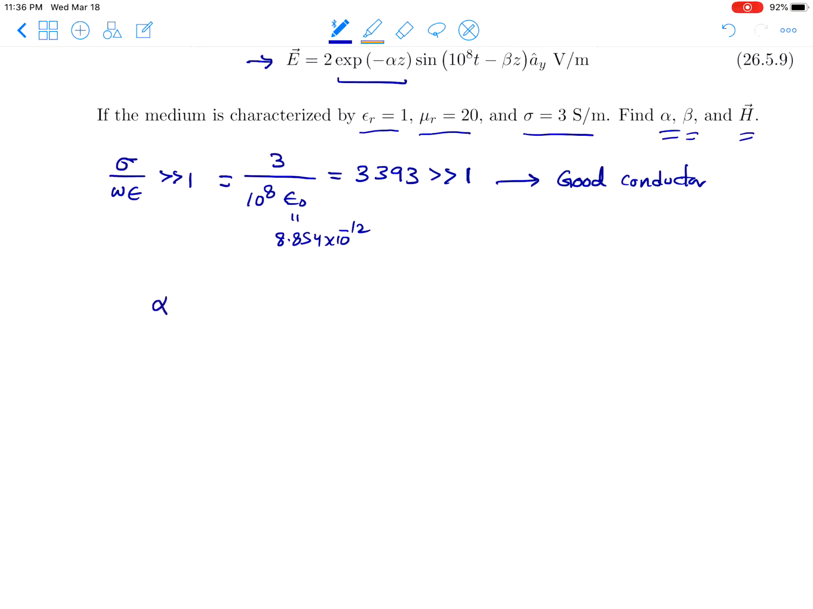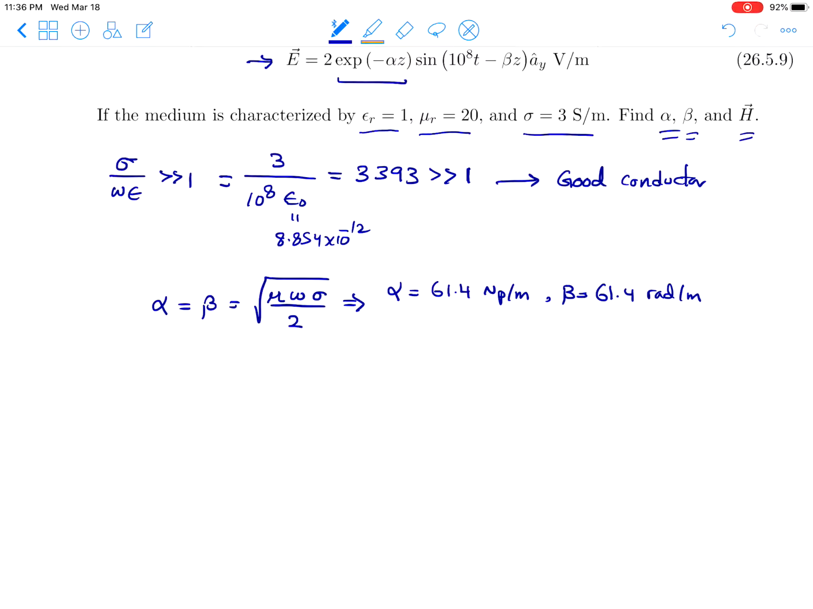So now let's use the equations for a good conductor. We know alpha is equal to beta, and they are equal to the square root of omega mu sigma divided by 2. If we substitute, we'll end up with alpha equals 61.4 nepers per meter, beta equals 61.4 radian per meter.